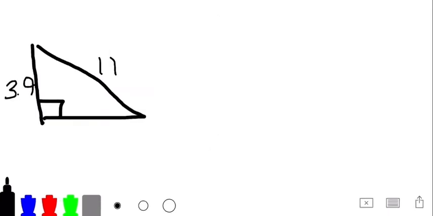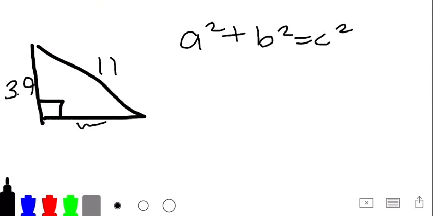I'll give you one more. We have a triangle like this, and we notice that the hypotenuse is already solved. So we're solving for this side right here, and we'll just call it the b value for now. So we can use the Pythagorean theorem, which is a squared plus b squared equals c squared, and we can just plug in what we already have.